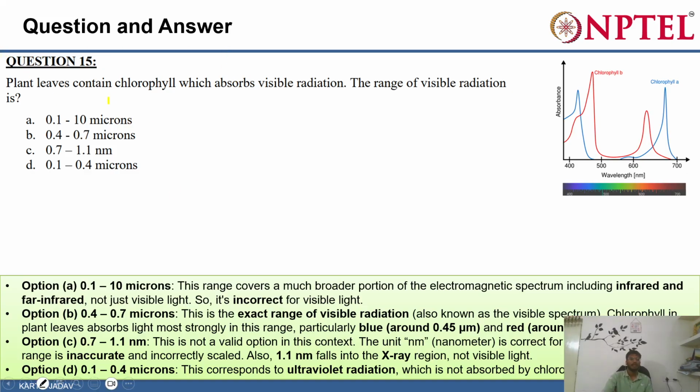Question number 15. Plant leaves contain chlorophyll which absorb visible radiation. The range of visible radiation is between 0.4 to 0.7 microns. This range contains visible radiation, also known as the visible spectrum, and chlorophyll in plant leaves absorbs light more strongly in this range. So whenever the light comes from this wavelength range, chlorophyll will absorb it, particularly blue, around 0.45 micron, and red, around 0.65 micron wavelengths. So correct answer is option B.